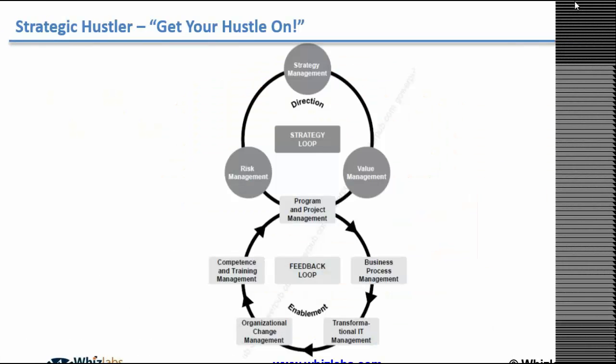As I mentioned, the meta management model provides the overarching framework for the different management methodologies and disciplines. So as you look at the graphic there, you have the different management disciplines: strategic management, risk management, value management. That gives you direction. That's the strategy portion of it. And then you have the enabler management disciplines: program and project management, business process management, transformational IT management, organizational change management, confidence and training management. Again, it's the constant iterative process.